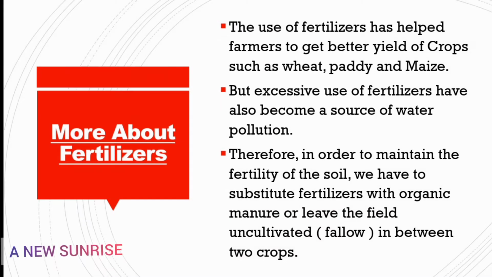Next comes the topic more about fertilizers. So let's learn something more about fertilizers. The use of fertilizers has helped farmers to get a better yield of crops such as wheat, paddy and maize. But excessive use of fertilizers has also become a source of water pollution. Therefore, in order to maintain the fertility of the soil, we have to substitute fertilizers with organic manure or leave the field uncultivated, or you can say fallow, in between two crops.